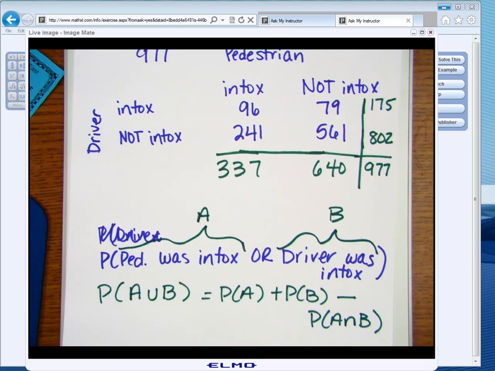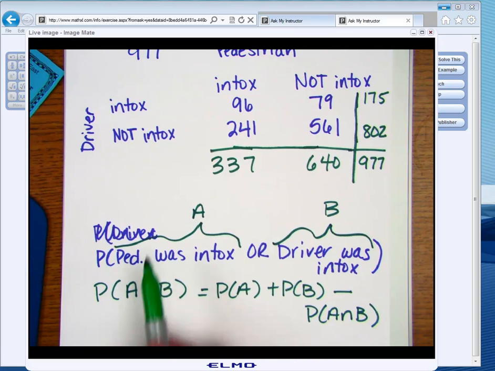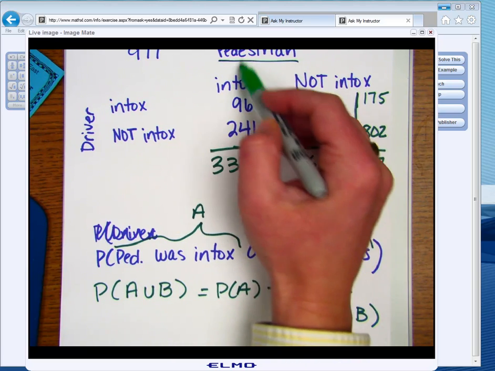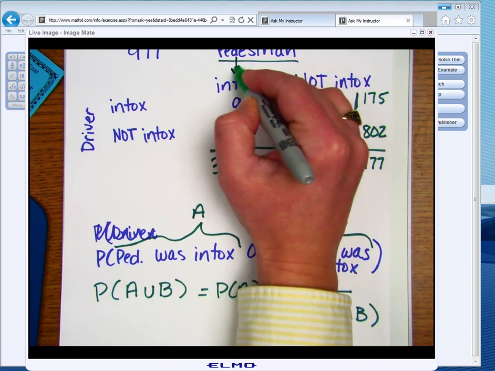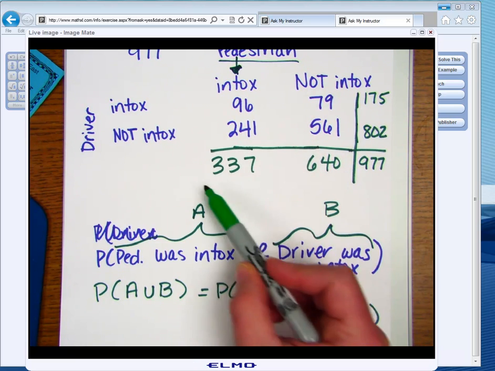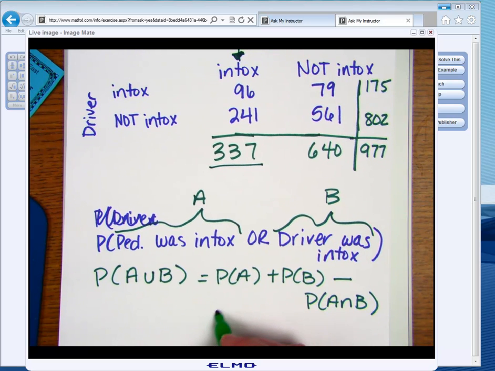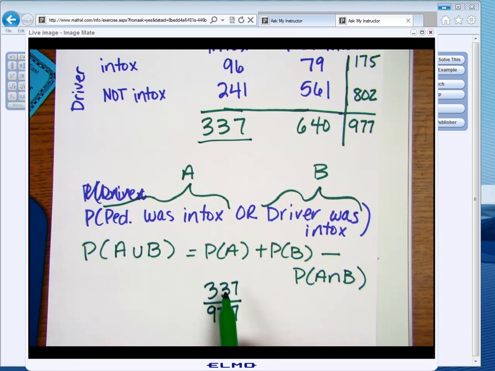So how do we find the probability that the pedestrian was intoxicated? Well, here we have the pedestrian on the top, and intoxicated is this. They were intoxicated here and here, so we're going to take that total. So the probability is going to be 337 out of 977. Remember, when we do probabilities, it's the number of ways that occurs over the total number.